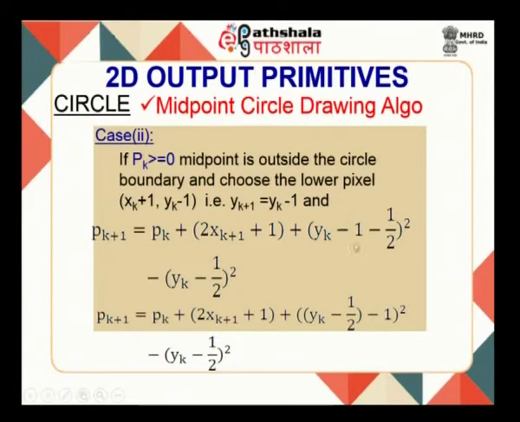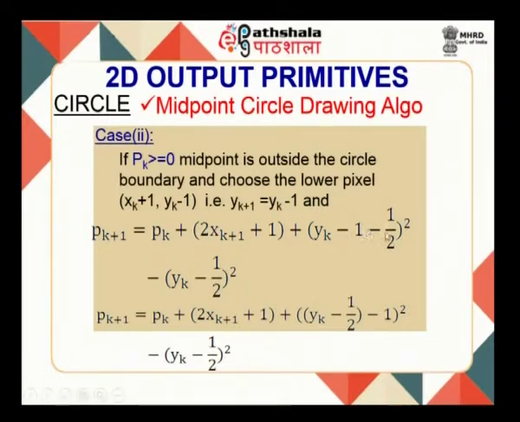This expression can be simplified like this. Observe this expression carefully: (y_k minus 1 minus half) whole squared minus (y_k minus half) whole squared. This term remains as it is, but this term becomes (y_k minus 1 minus half) whole squared minus (y_k minus half) whole squared. You can slightly rearrange this term like this, as shown in the subsequent equation.